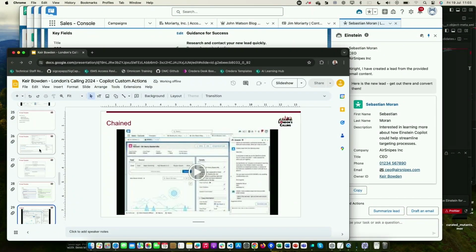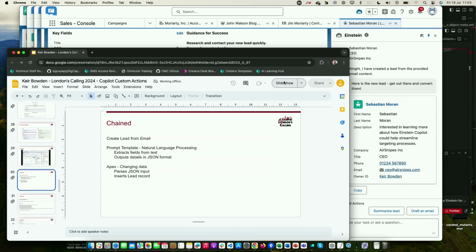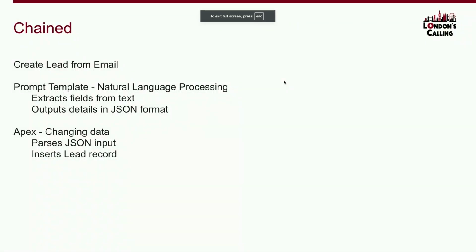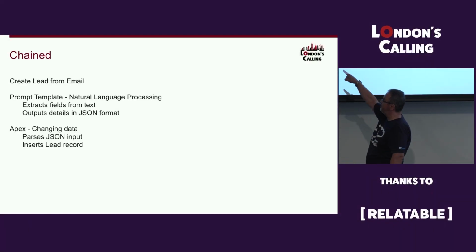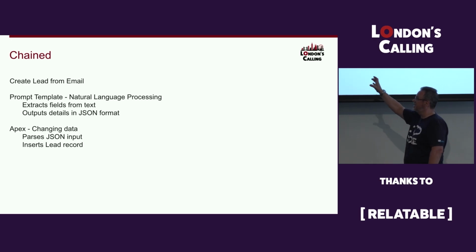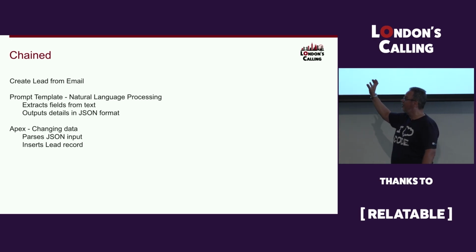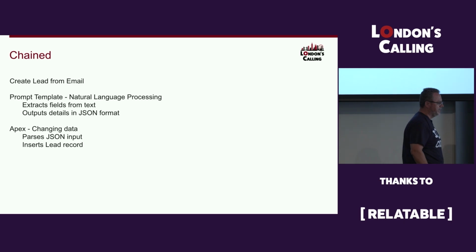Let's go back here. So what I'm doing, I want to create a lead from an email. So first off, I do a prompt template, natural language processing, extract some fields. But crucially here, I'm outputting the details in JSON format, because I'm not sending it to a user. I'm intending for it to go into my next action, which is going to change some data in Salesforce. That's going to parse that JSON input, and it's going to insert a lead record for me.